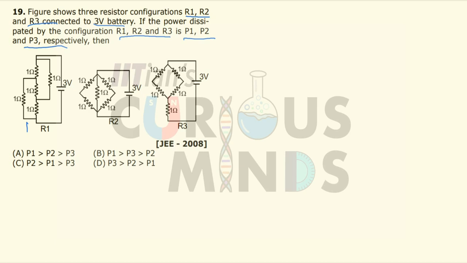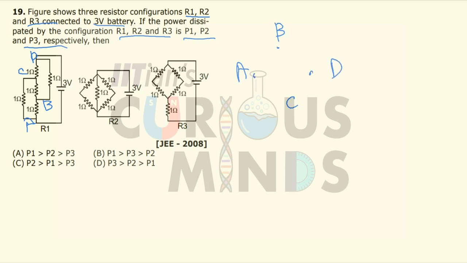Let this point be equal to A, let this point be equal to B, let this point be equal to C, and let this point over here be equal to D. So if I rearrange this part, this is A, this is B, this is C, and this is D. Okay, these are the 4 points.